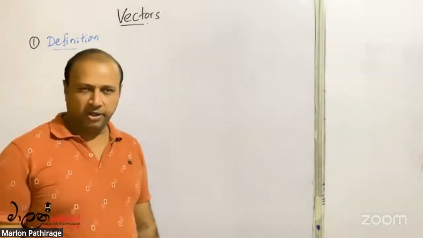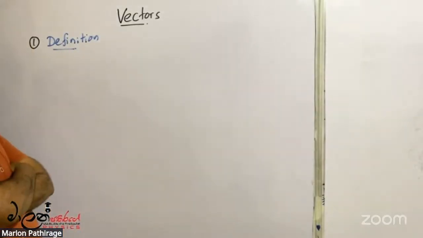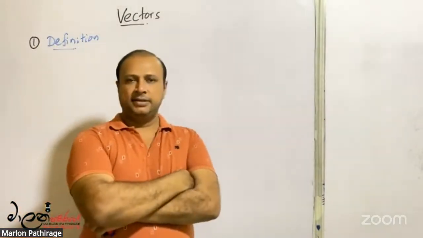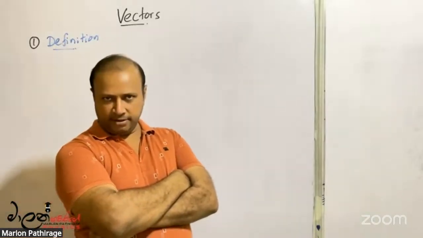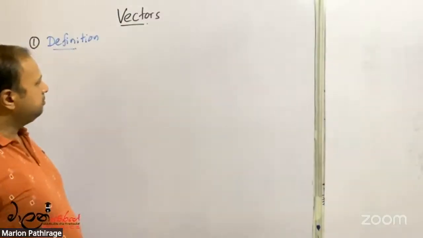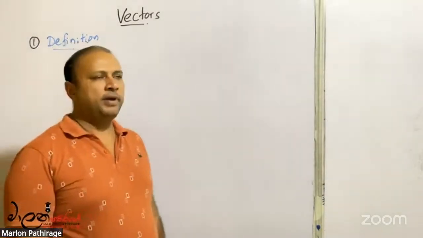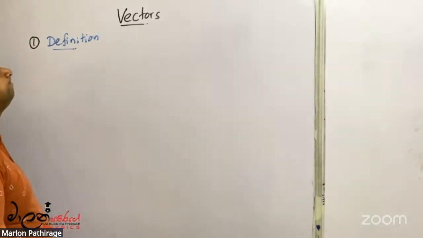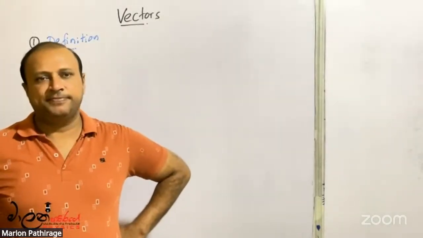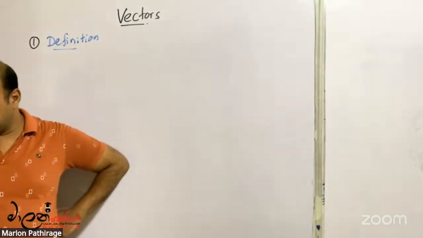A physical quantity that has both magnitude and direction is called a vector quantity.